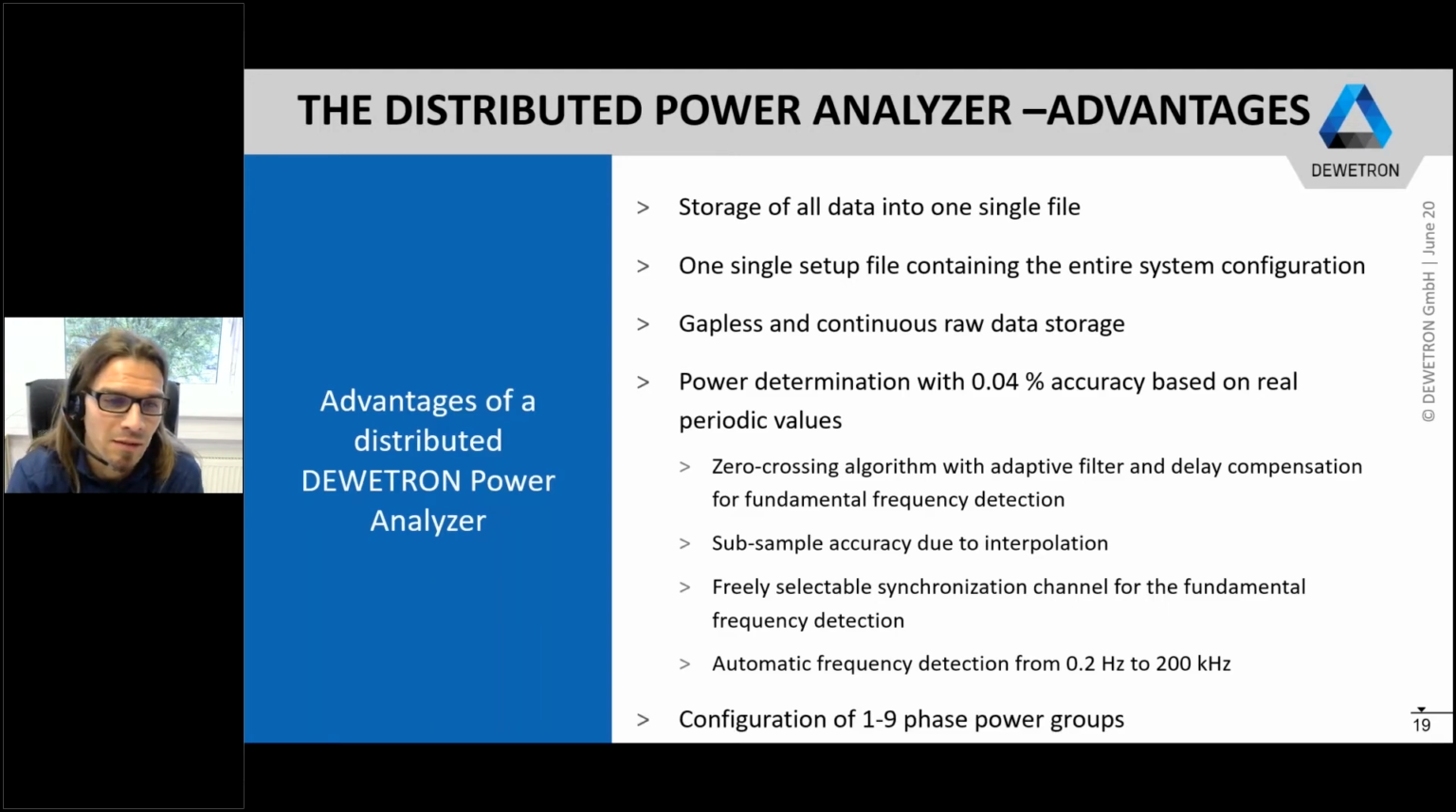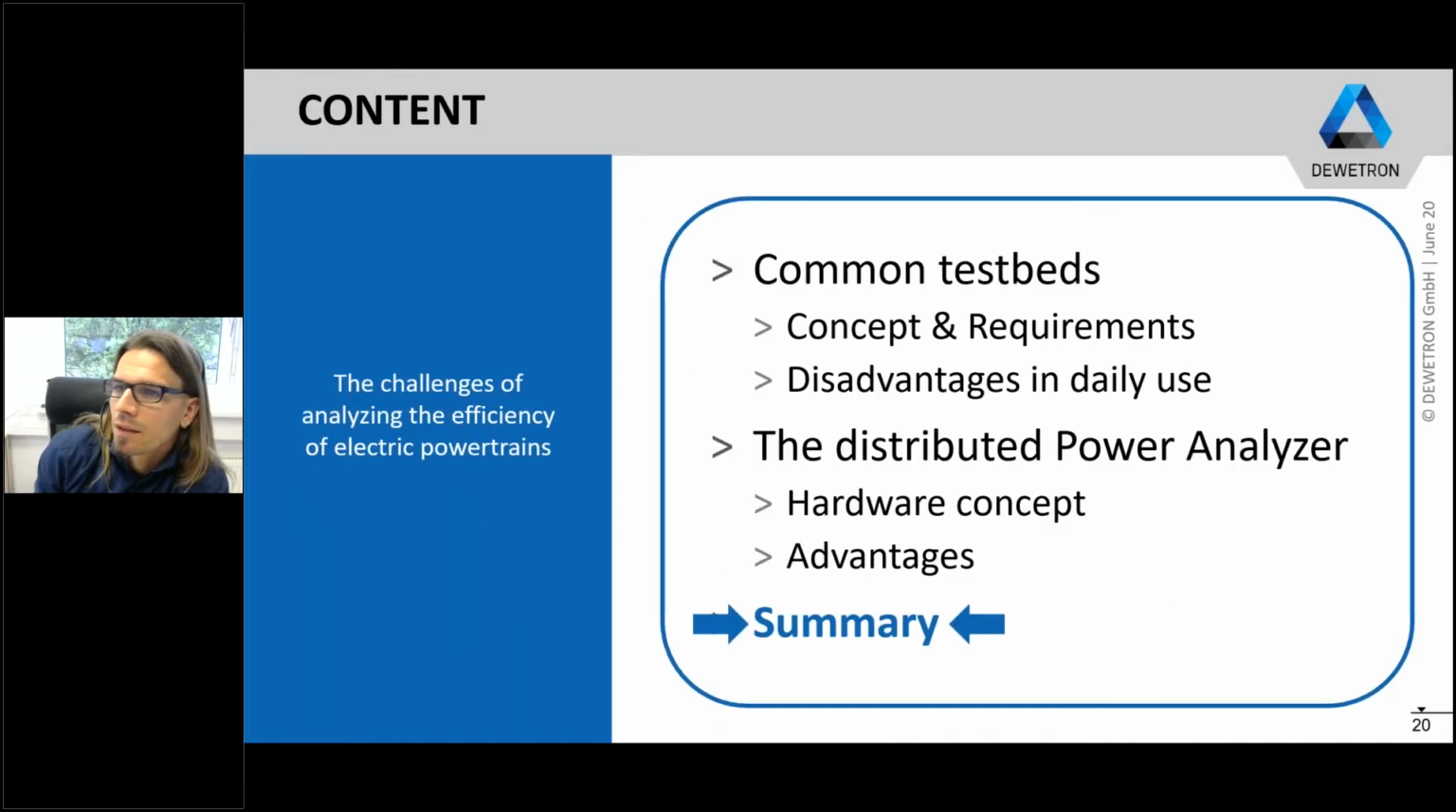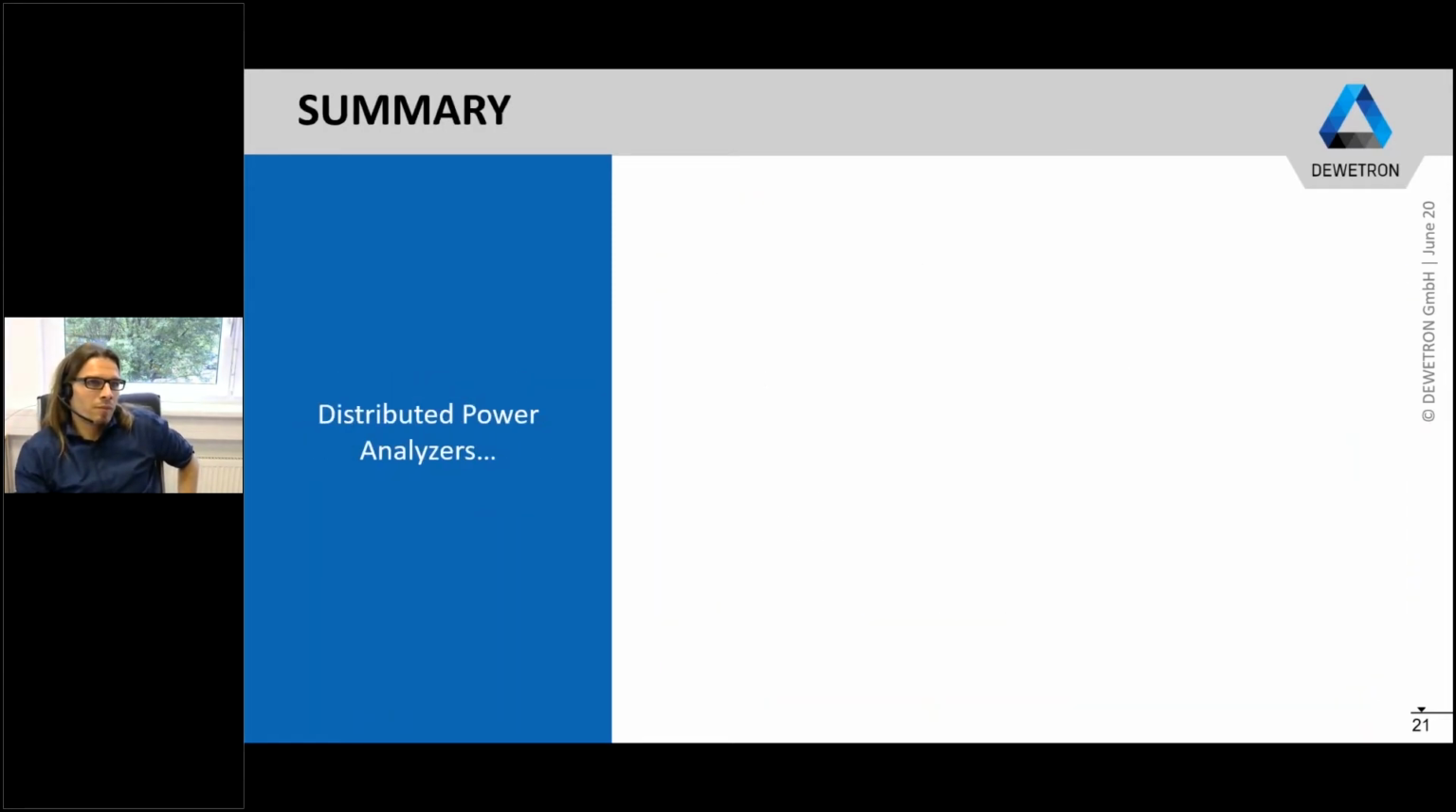And last but not least, you can use a Demeter power analyzer for analyzing and determining the power of systems which may have up to 9 phases. This is done online there as well. To sum up and to conclude with the theoretical part of this presentation, I want to give you a short summary what advantages distributed power analyzers provide you.